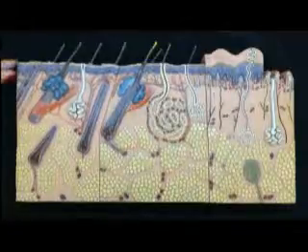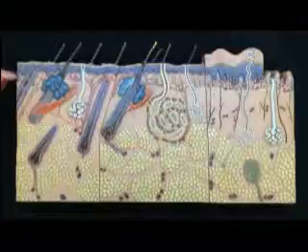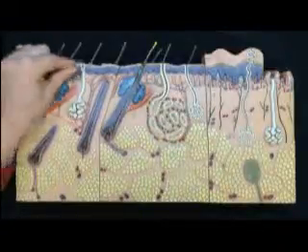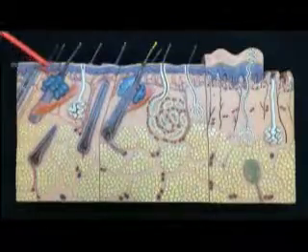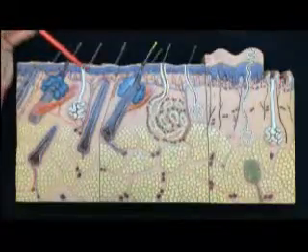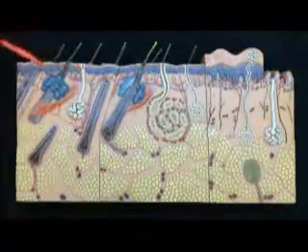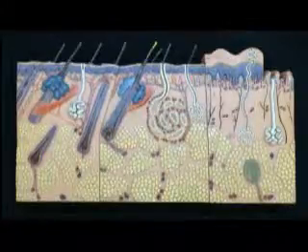So the epidermis is the purple all the way across the surface of our skin. Now you can see where the purple extends down in these little bumps. These are going to be called epidermal ridges, and they help adhere the epidermis to the dermis.